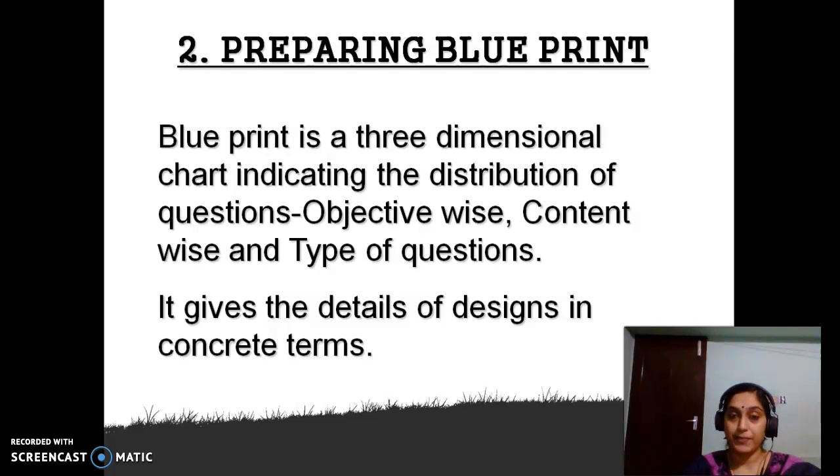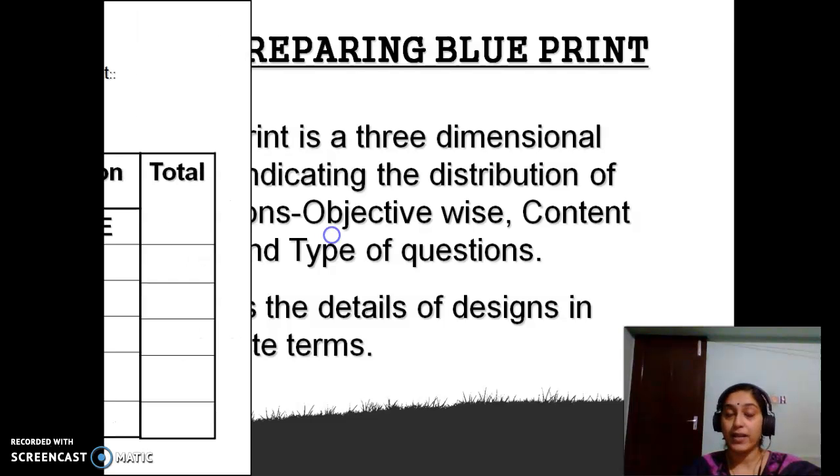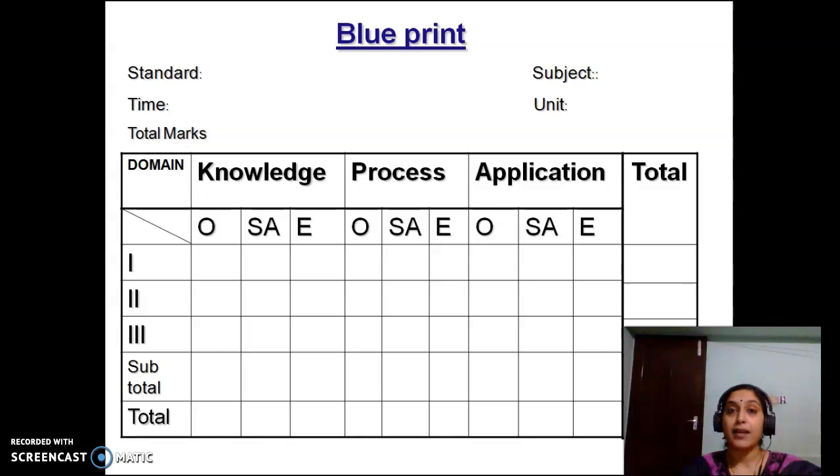Preparation of blueprint. Blueprint is a three-dimensional chart indicating the distribution of objective-wise, content-wise, and type of questions. It will give the design in concrete terms. A sample blueprint is shown here.